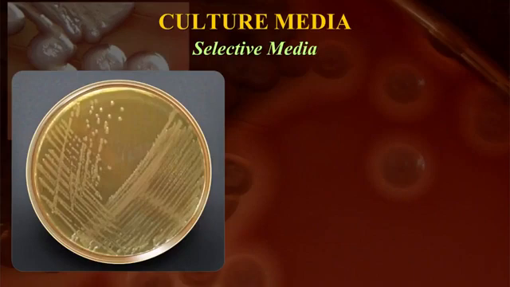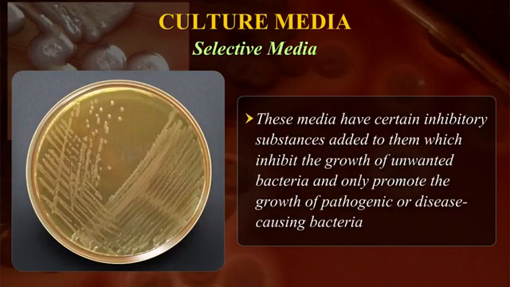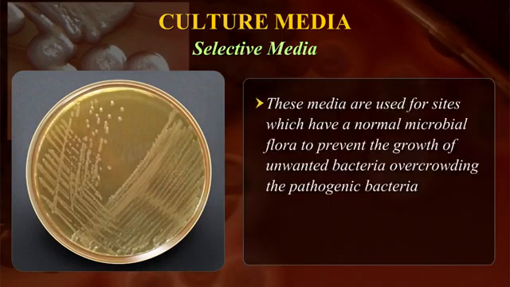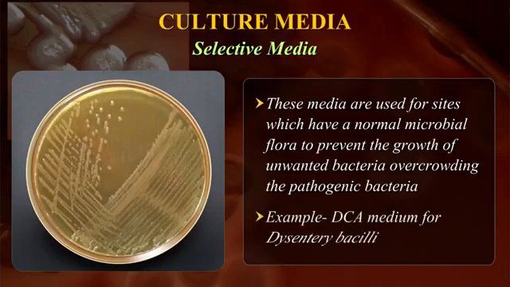Selective media. These media have certain inhibitory substances added to them which inhibit the growth of unwanted bacteria and only promote the growth of pathogenic or disease-causing bacteria. These media are used for sites which have a normal microbial flora to prevent the growth of unwanted bacteria overcrowding the pathogenic bacteria. An example is DCA medium for dysentery bacilli.